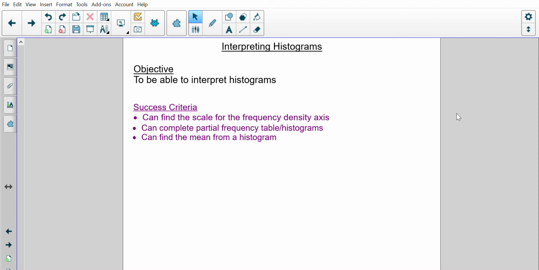In this video, we're going to look at questions where you're not given the scale on the frequency density axes of the histogram and you have to work it out from information in the question. This will enable us to complete partially completed frequency table and partially completed histogram questions, and then we'll look at how we find the mean from a histogram.